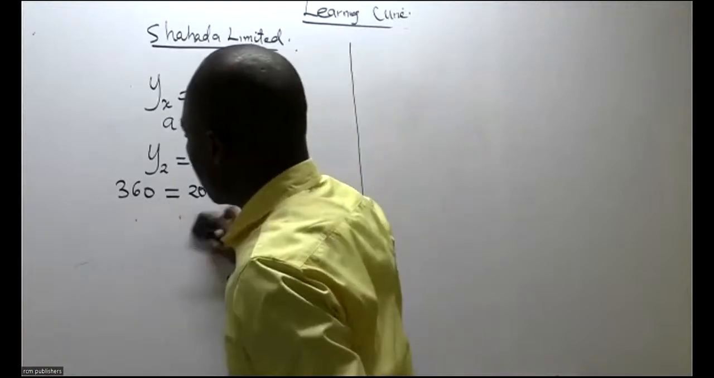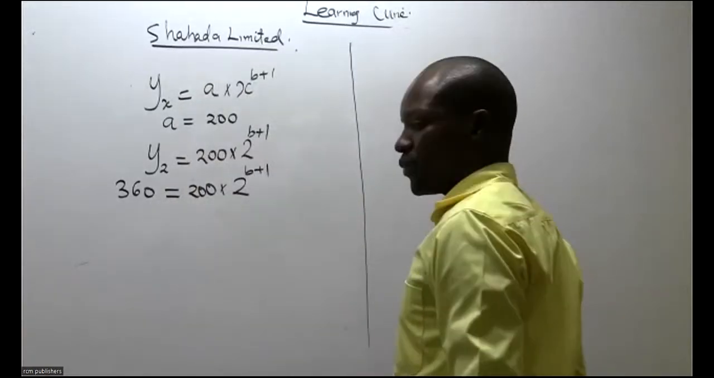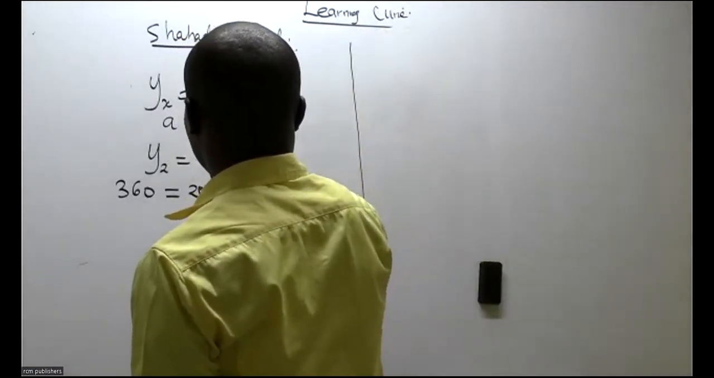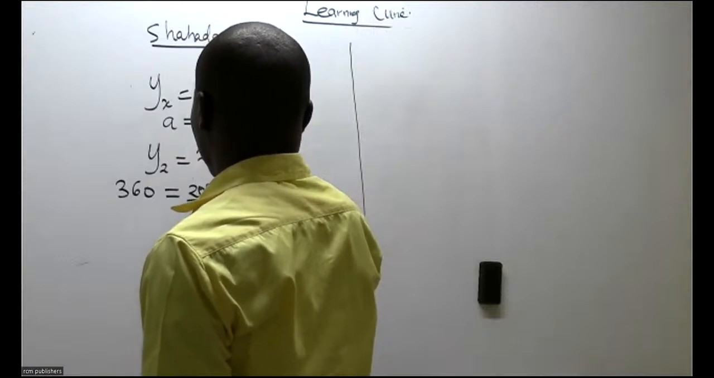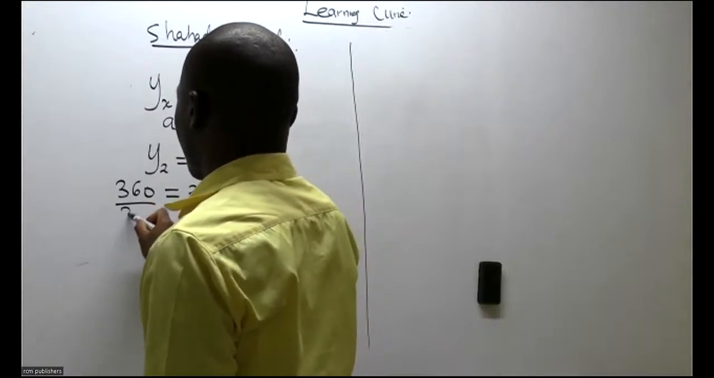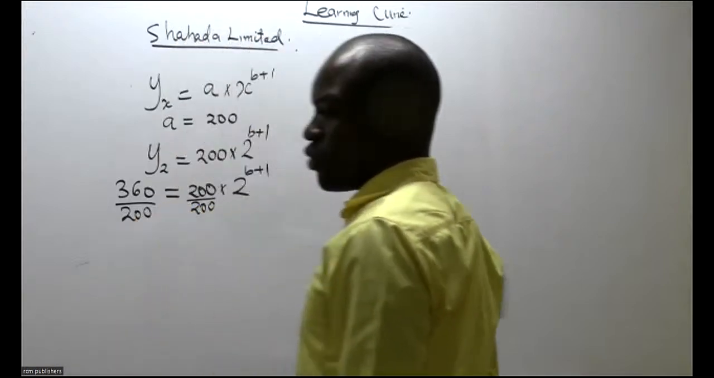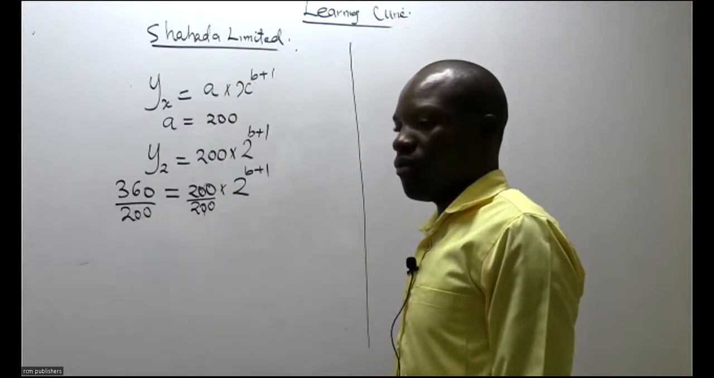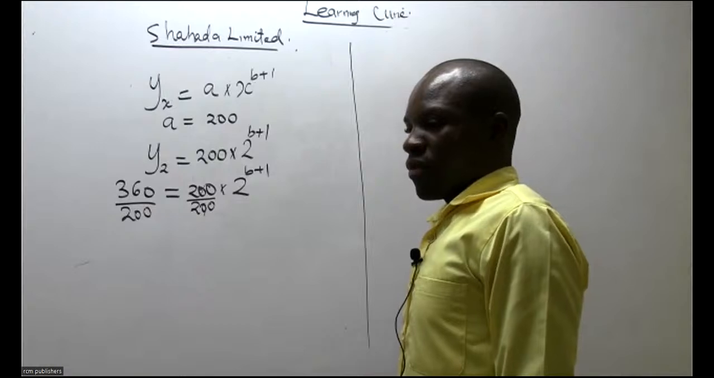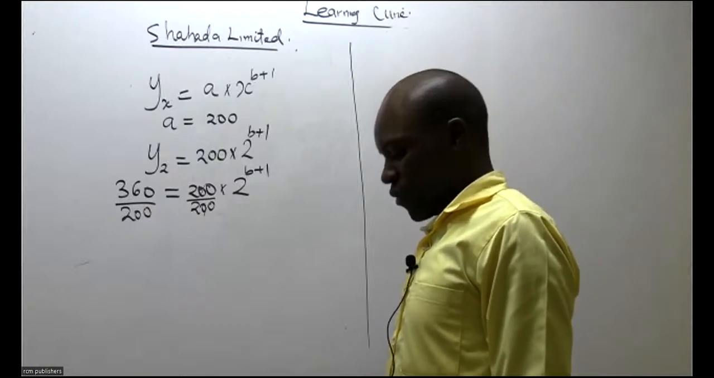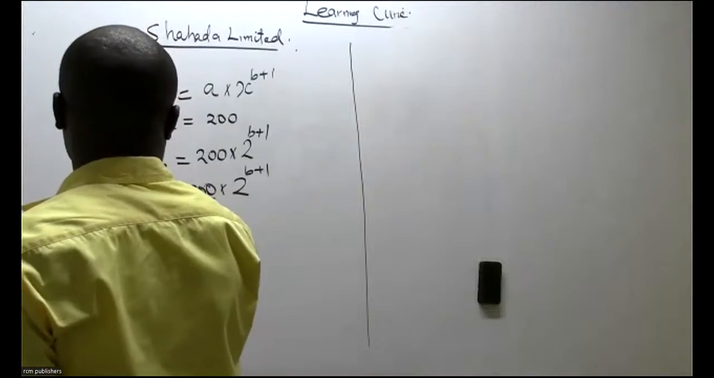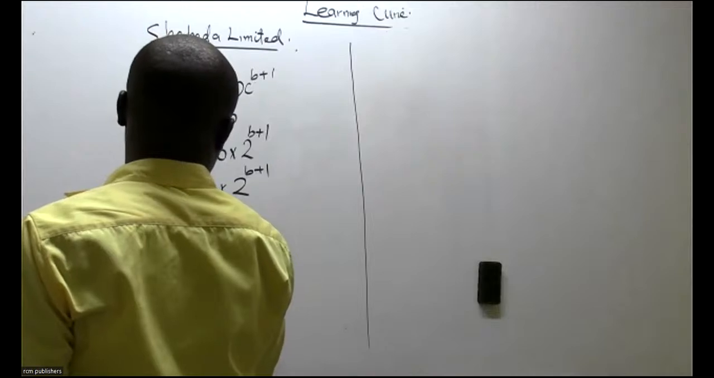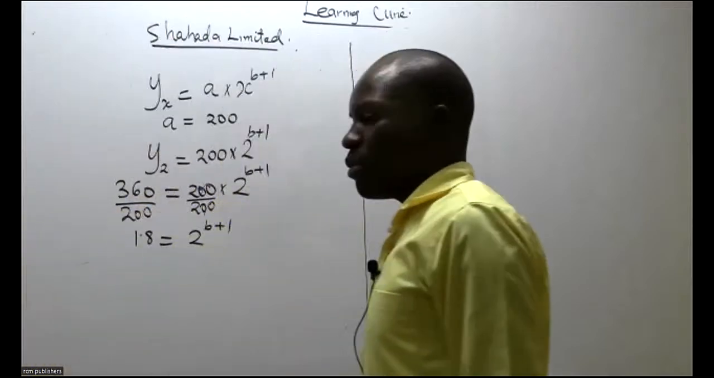So let's now carve this in place. At this point, this times 2 raised power B plus 1, what you want to do to make this simple is divide both sides by 200. Divide both sides by 200. What are we going to have? Of course, this one will be 1. How about the other one? We'll be having 1.8, which is equivalent to 2 raised power B plus 1.